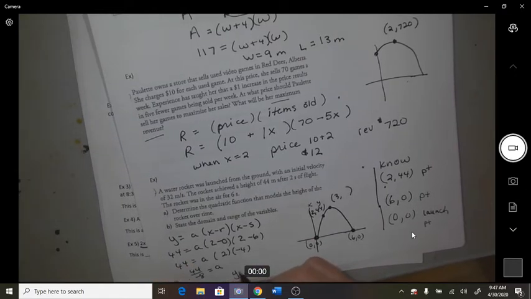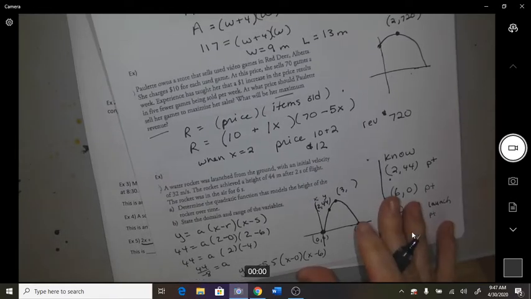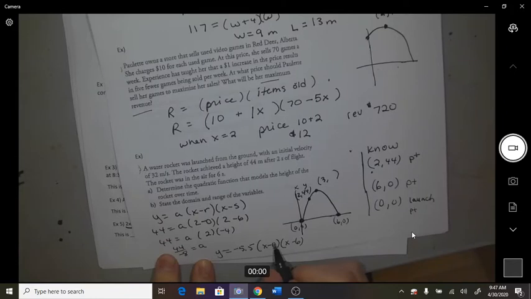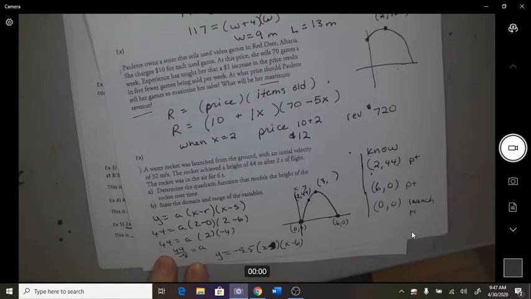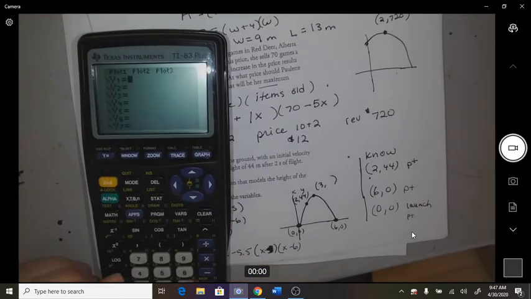Okay, so y equals negative 5.5, x minus 0, x minus 6. Essentially, you don't really need to even put this in there, right? You don't need to state minus 0. Okay, so let's graph that, because we had to make the equation before we did anything.